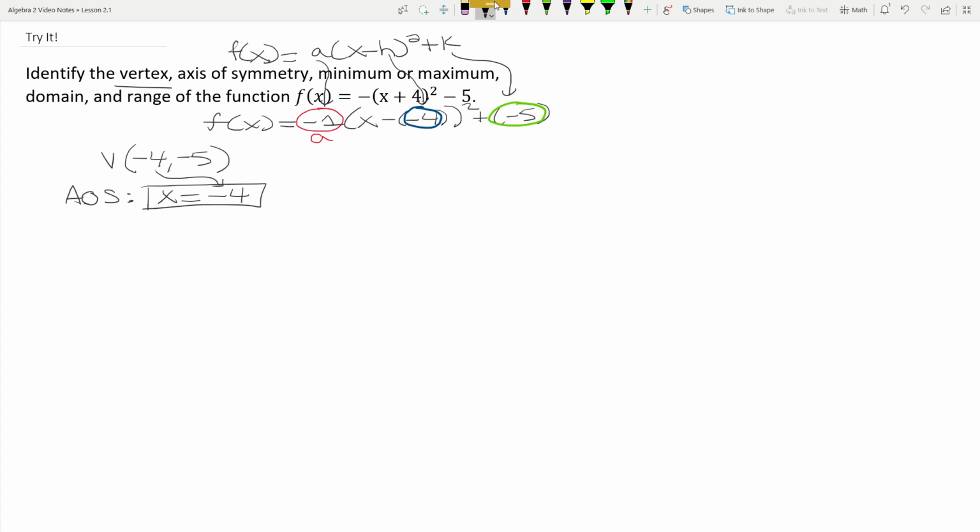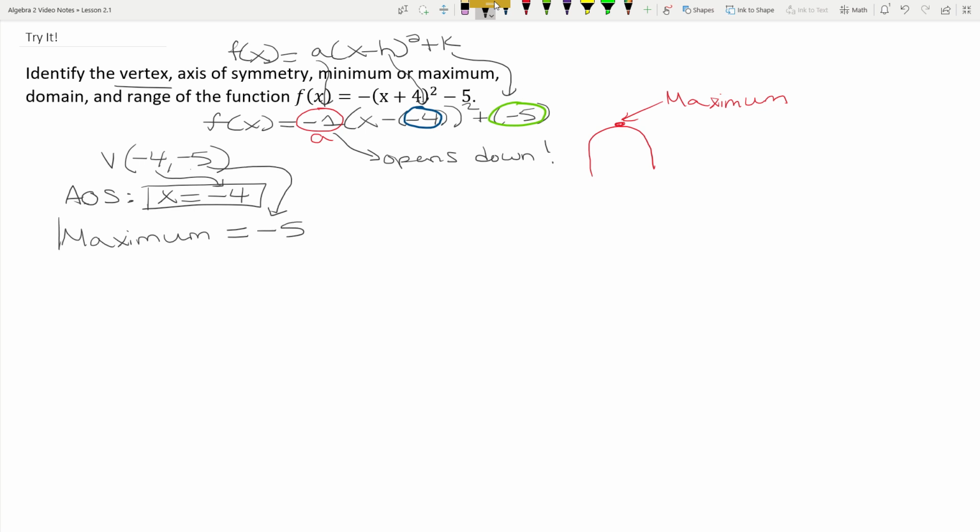Now does this graph open up or down? Well, you're going to be looking at this. Since that's negative, it opens down. That means my parabola will look something like this, which means that we have a maximum. Where's the maximum? The maximum is the y coordinate. So we have a maximum equal to the y coordinate, which is -5. So that is our maximum.